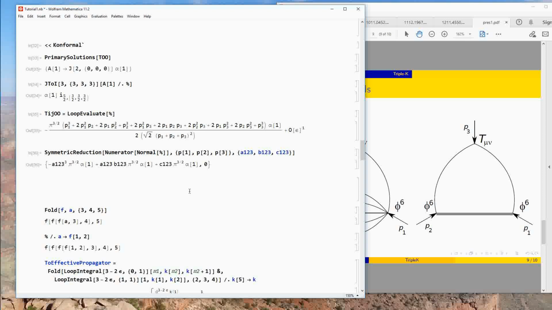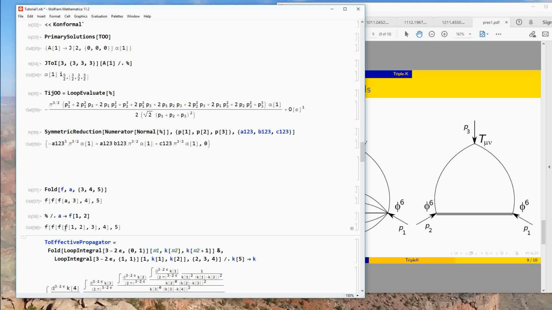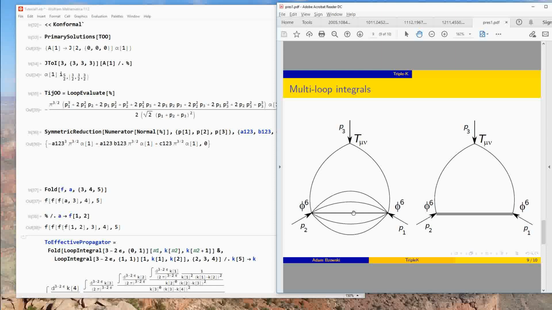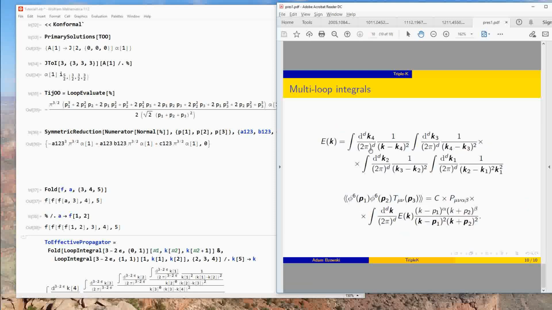So exactly what you can see here, if I do Fold f, 8, 3, 4, 5, I get this expression. Now if a is also f of 1, 2, I get something like this. And now think about these numbers as just being k1, k2, k3, k4, k5. So this is the structure here, and you can write it like this. So you get these nested integrals over k1, k2, k3, and k4.